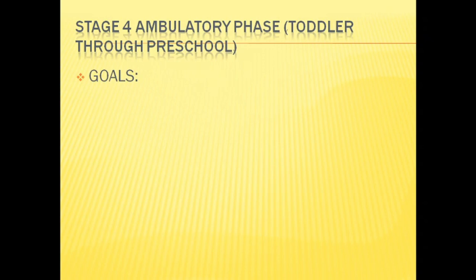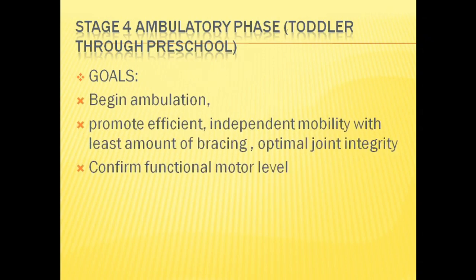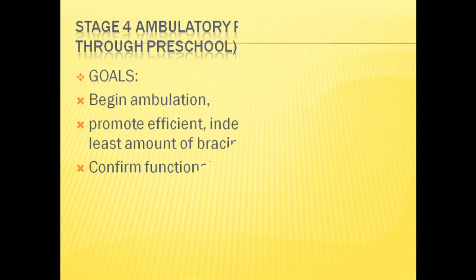Now what are the goals for this stage? First is to begin ambulation. Then promote efficient and independent mobility, with minimal bracing and optimal joint integrity, so that there is minimal tightness or contracture and the child can ambulate independently. Lastly, confirm the functional motor level. These are the goals.